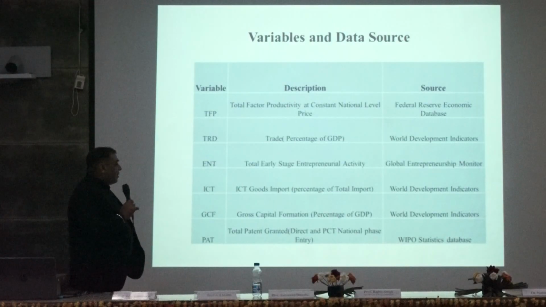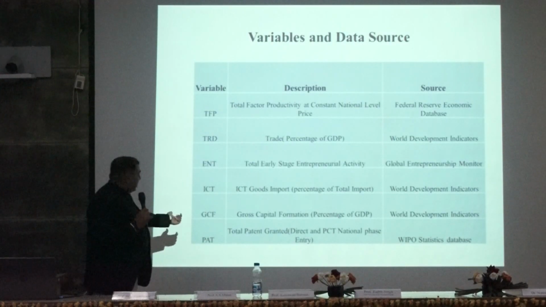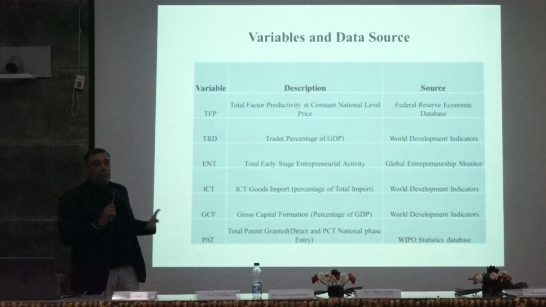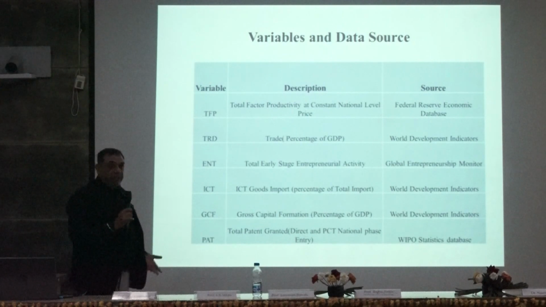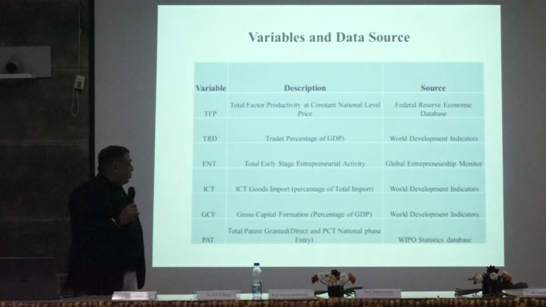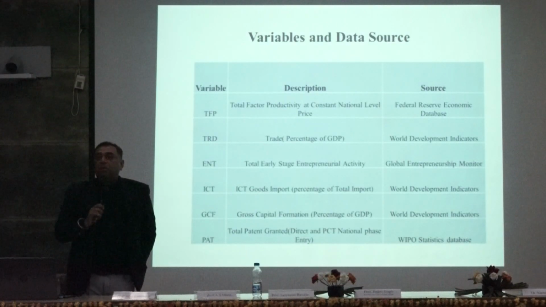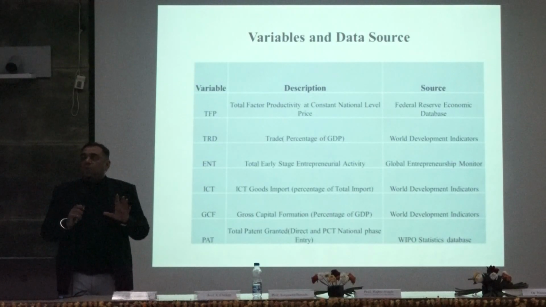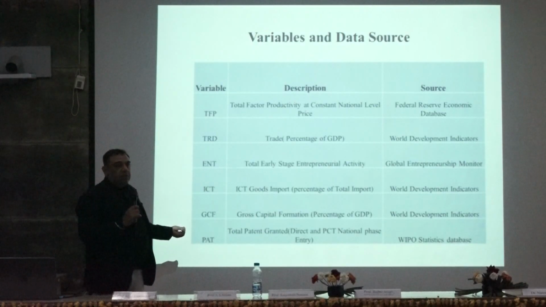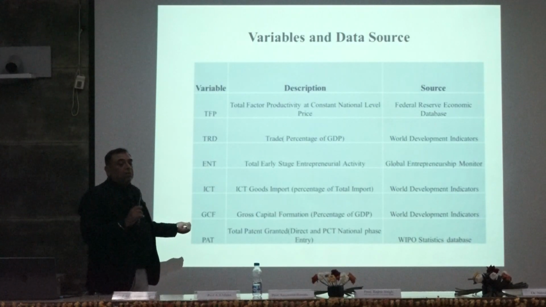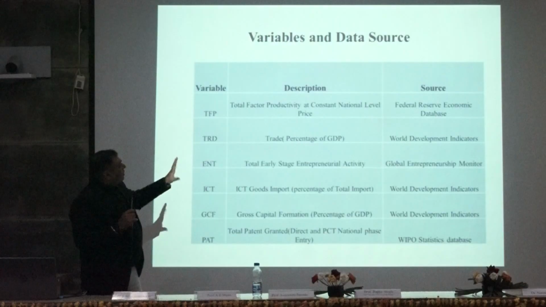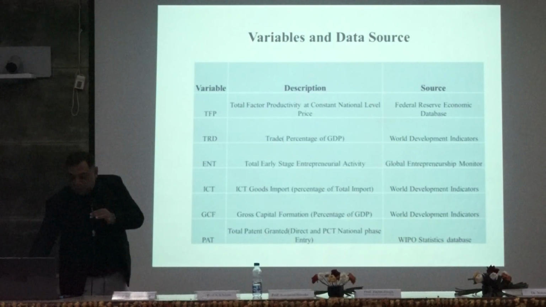Then GCF, gross capital formation as a percentage of GDP. Here I am focusing on gross capital formation, because we need more fixed capital, roads, dams, and health sectors. We need more expenditure. And PAT, that is the patents filed, total patents granted, from WIPO. I want to check whether these macro indicators have some impact on total factor productivity or not. So I am taking this India data from some international databases.